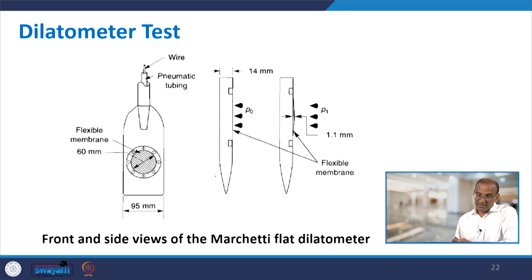In this case you have a wire and a pneumatic tubing which goes inside this. The thickness, which is basically the diameter of your cone, is about 14 mm, and then you are applying the pressure from the side. This is what we call the flexible membrane, and these are the pressure measurements. So, these are the side views of the fluid dilatometer.